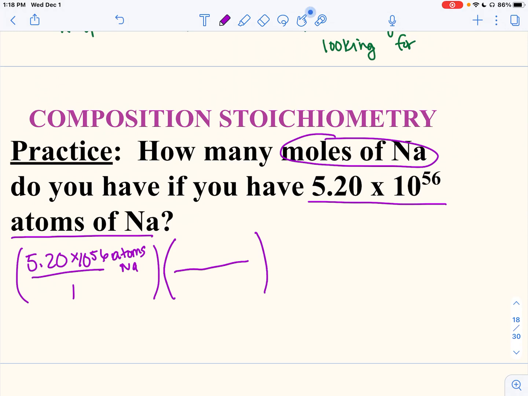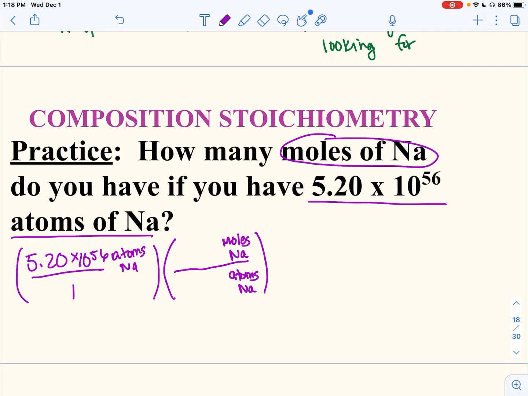Next step, we drop down both parts of our units. So atoms of Na goes here. And you know that what we're looking for goes on the top of the last factor. Since this is only two factors, we can just throw it up there right now. Now we need to match up our units with one of our conversion factors.